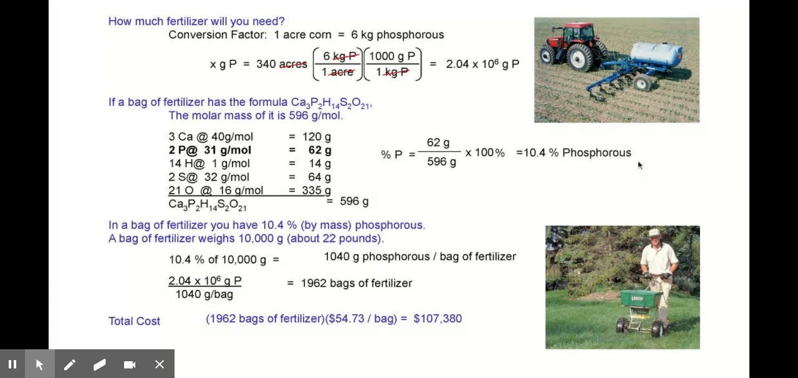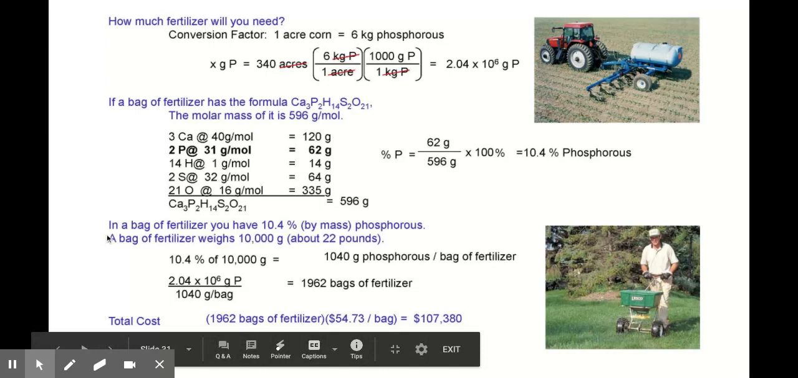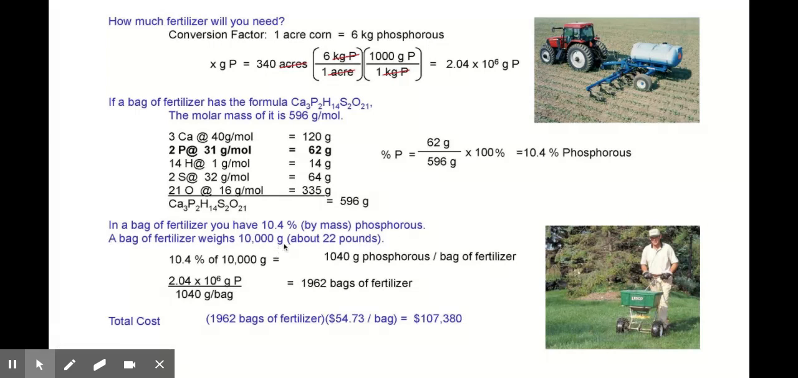For the next step of this, we're still trying to figure out how many bags we need and how much it is going to cost. In a bag of fertilizer, you're going to have 10.4% phosphorus, and a bag of fertilizer is 10,000 grams. We already knew that, this part from the last page. So we need to figure out how many grams of phosphorus are in every bag of fertilizer. We're working our way back, circling back around to the mass needed, so then we can multiply that by the cost.